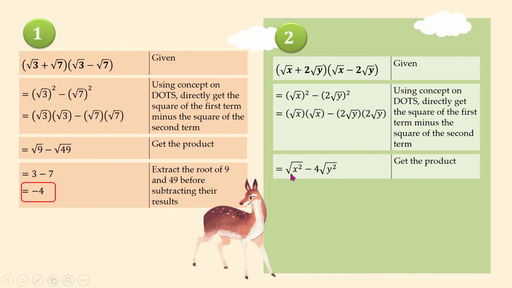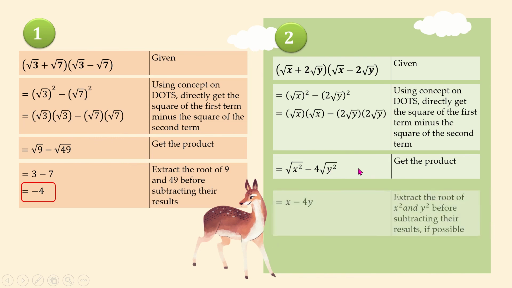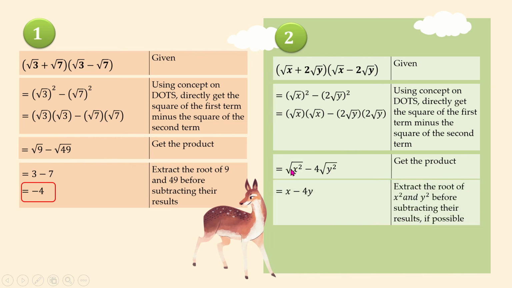Square root of x times square root of x, square root of x squared, minus 2 times 2 is 4, y times y, y squared. We get a product. The square root of x squared: the index is 2, wherein the index can be divided with the exponent. 2 divided by 2 is 1, so x comes out. Then y squared over index 2, 2 divided by 2 is 1, so y comes out. So our final answer is x minus 4y. It cannot be combined because they don't have the same terms.